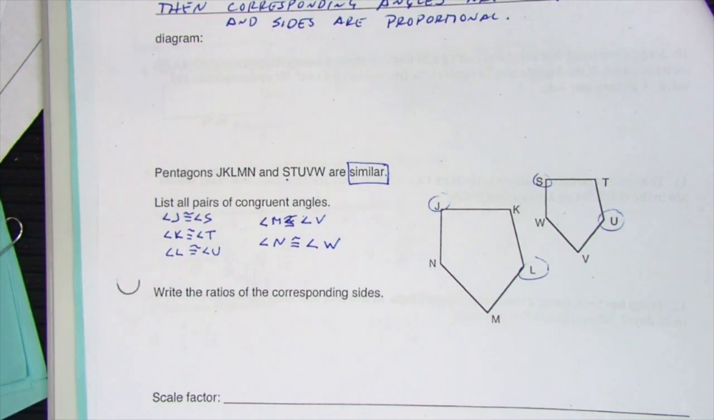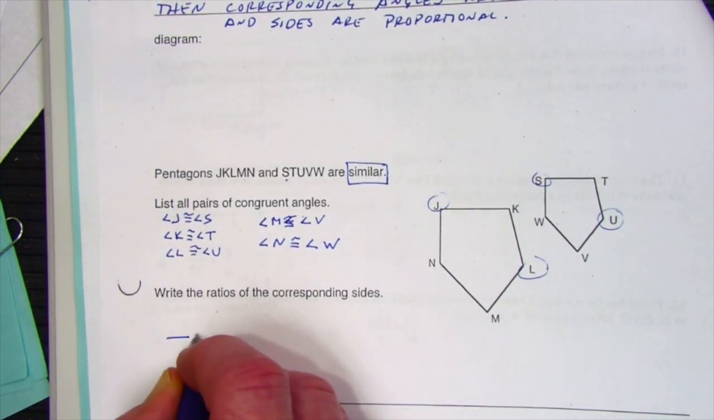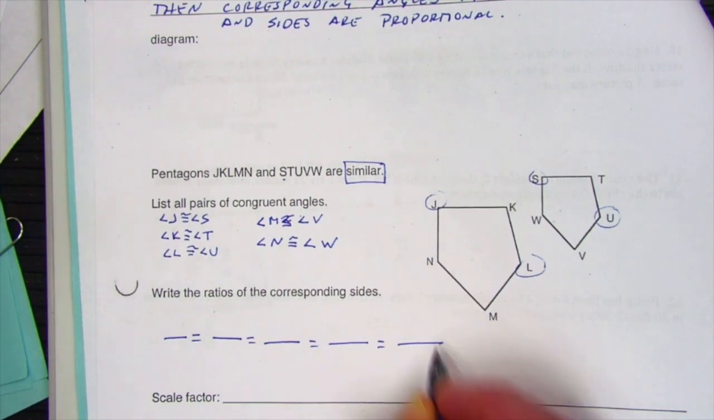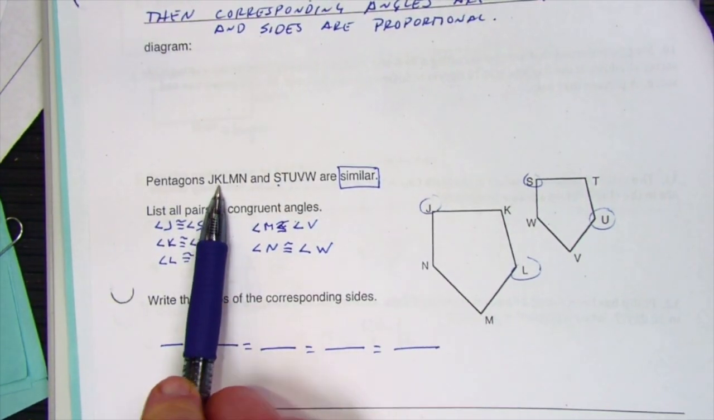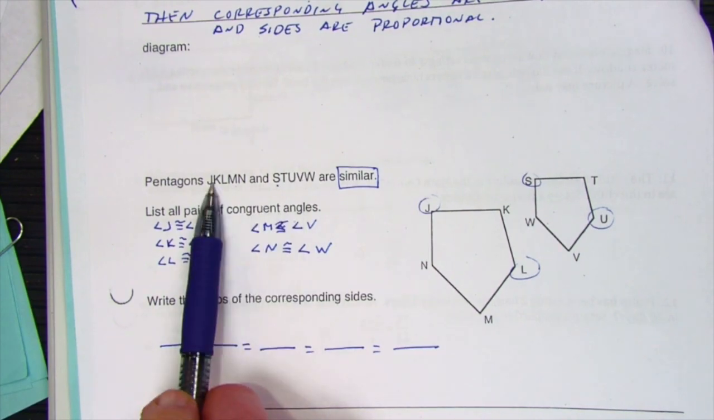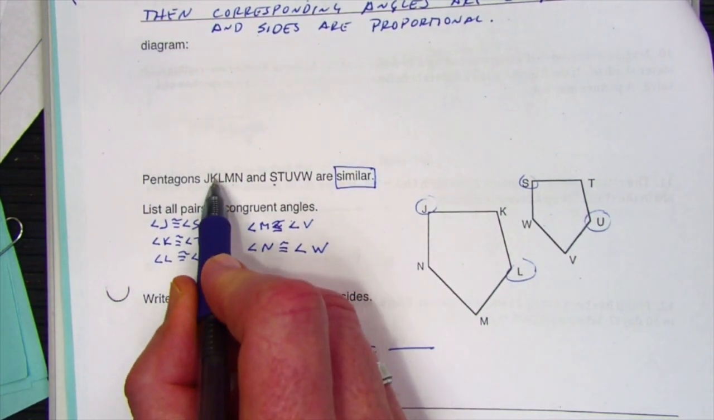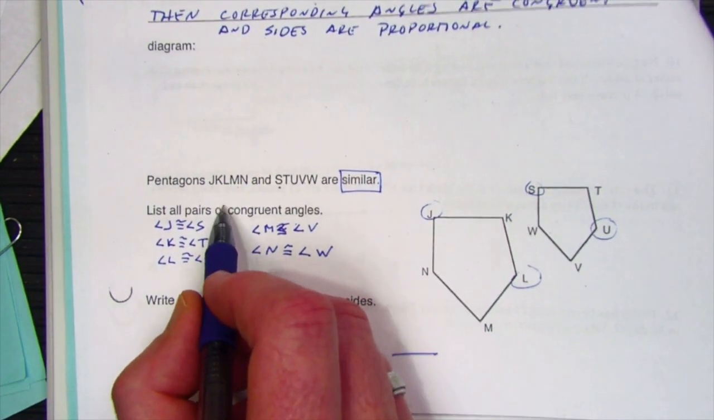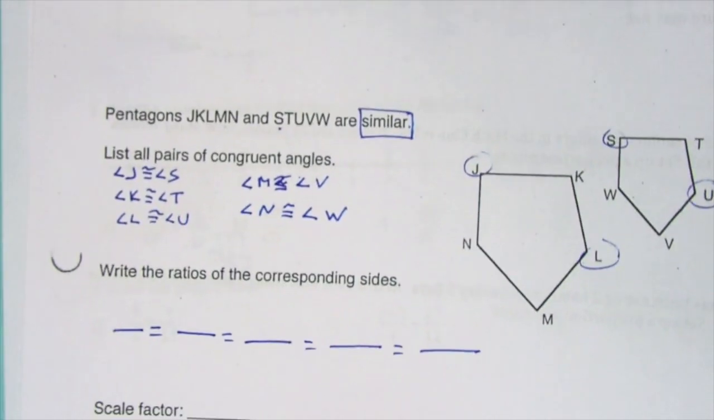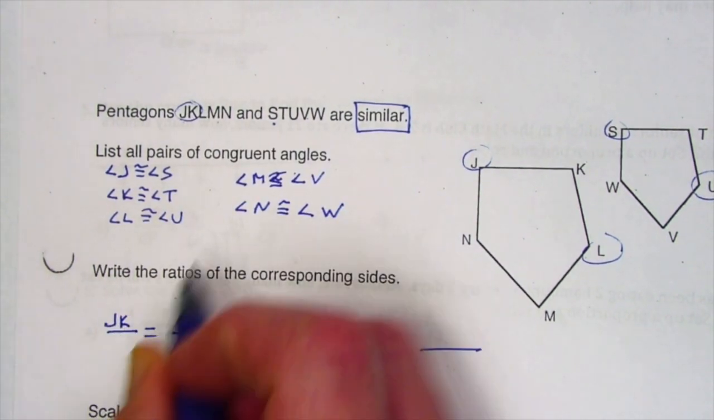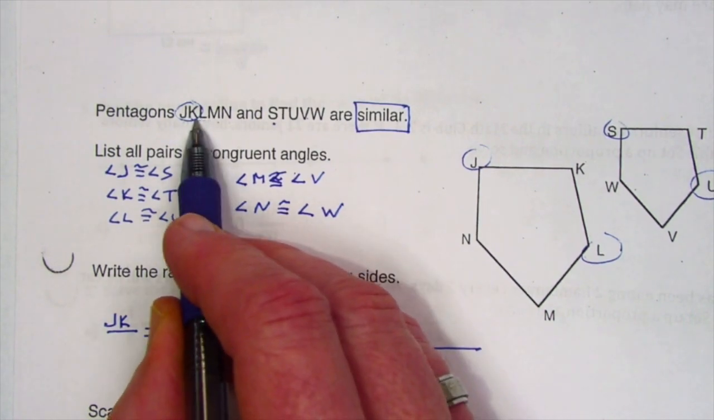Okay? So we can draw that conclusion, and then we're going to write the ratios of the corresponding sides. Since there are 5 sides, there are going to be 5 ratios, and they are going to be equal. So we're going to go ahead and write all 5 of them. Since we started with this one and went to this one, we're going to put this one on top and put all these on the bottom. So I'm just going to go 2 letters at a time in order. I'm going to do JK, and then the next one is what? KL.